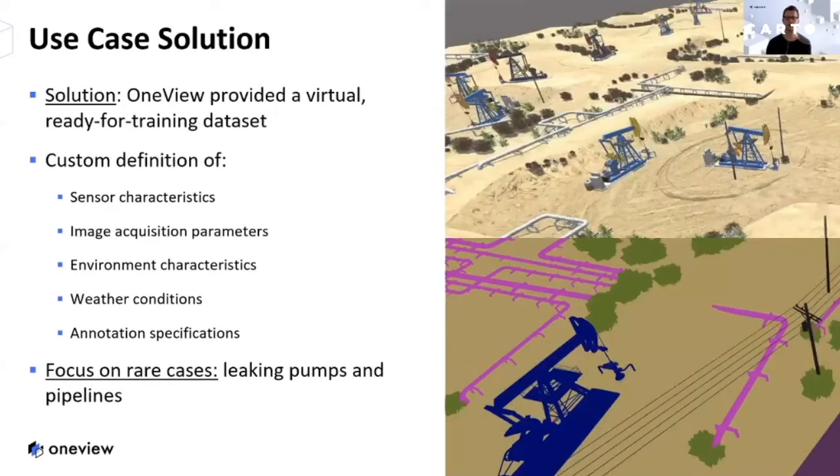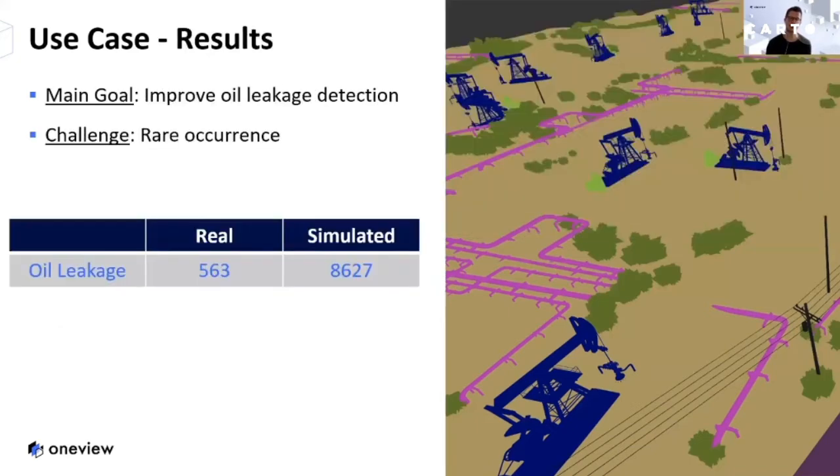So their solution was to utilize OneView's virtual synthetic training data. They have defined pretty much every parameter in the data set: what type of sensor they're using, the type of the environment, what the weather condition is, their objects of interest, of course, and we have created a data set that was custom to their needs. Their main goal was to improve their oil leakage detection results, but it was also important not to harm the detection rates of other objects of interest. And the main challenge, as I said, was that they didn't have enough data to do that.